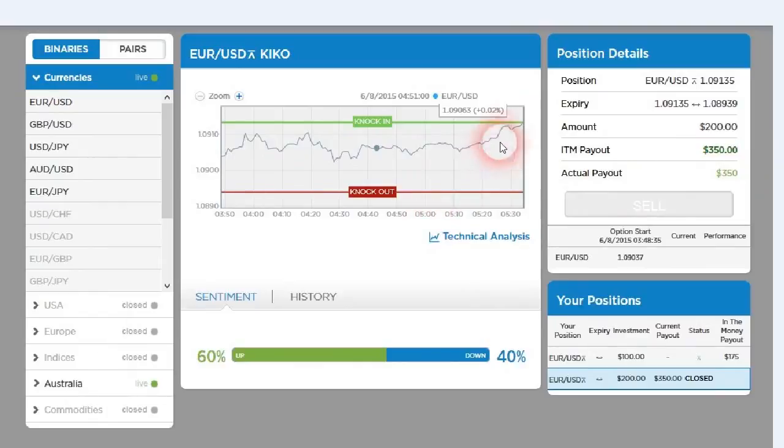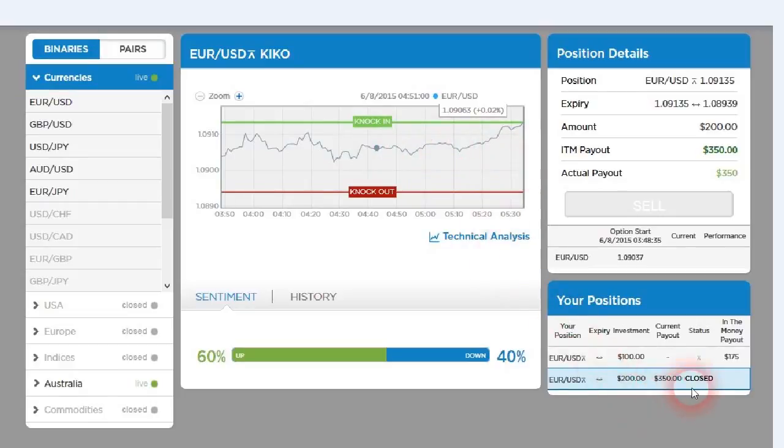So as you can see, I had plenty of room. The price wasn't even near the knockout, which was the losing target, right? If it had touched this line, I would have lost. But as you can see, it wasn't even close. So that's why the high span was a good choice in this case.